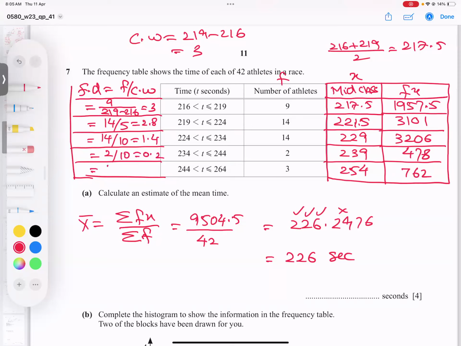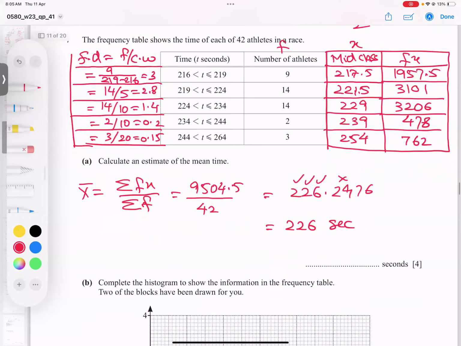So frequency is 3 and divide by the gap. I think this is a 20 gap. Yes, 20 gap. So I got 0.15. Okay. I think this point is very, very clear. Yes. So let's try to make it now. Okay. And how to make it? This is a very, very clear plan.